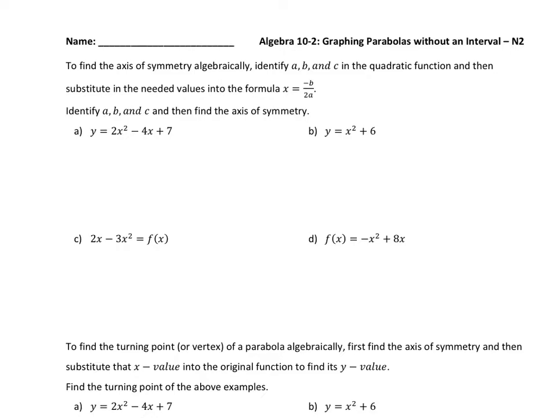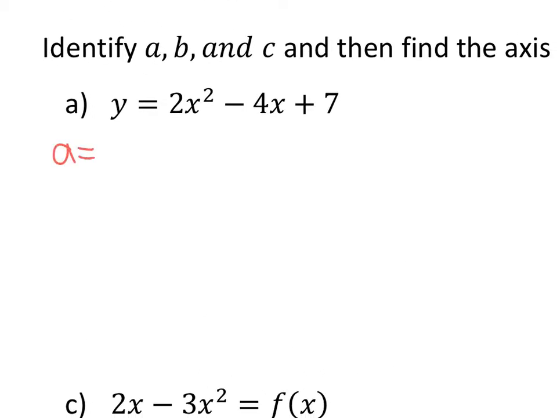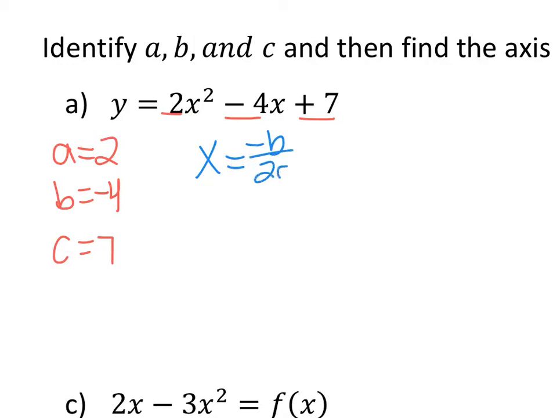Identify the a, b, and c, and then find the axis of symmetry. So here in letter A, our a value is 2, our b value is negative 4, and our c value is positive 7. Remember, your function must be in standard form to figure this out. Okay, the axis of symmetry equation is x equals negative b over 2a.